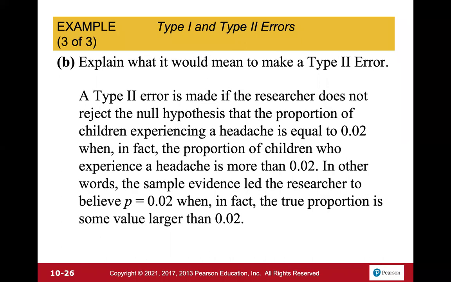However, a type 2 error is made if the researcher does not reject the null hypothesis that the proportion of children experiencing a headache is equal to 0.02, when in fact the proportion of children who experience a headache is more than 0.02. So in other words, the sample evidence led the researcher to believe that P is equal to 0.02, when in fact the true proportion is a value much greater. So this one would actually result in something that's a little bit worse. If we're thinking that it's 0.02 when in fact it's greater, that would possibly lead us to believe that it's not that bad. And we're going to keep this drug on the shelves for kids to continuously get headaches with, when in fact the number is much greater than 0.02. So this is going to end up making a lot of kids sick. So we don't want that to happen.